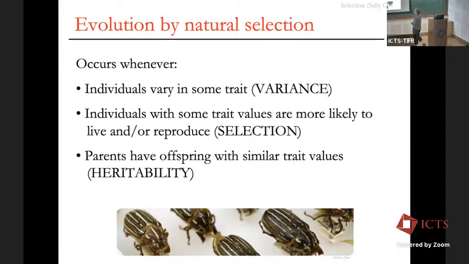Second, individuals with some trait values are more likely to live and/or reproduce. Without that, there's no selection. If everybody's equally fit, then it's chance, it's drift, like Kavita was talking about. And then finally, parents have to have offspring with similar trait values. You have to have heritability. And if you have these three premises acting all together, then by necessity the individuals that survive and reproduce are going to be a subset of the parents. They're going to have offspring that are more similar to them, and the next generation is going to be different. So you will have evolution by natural selection when all three of these are met.